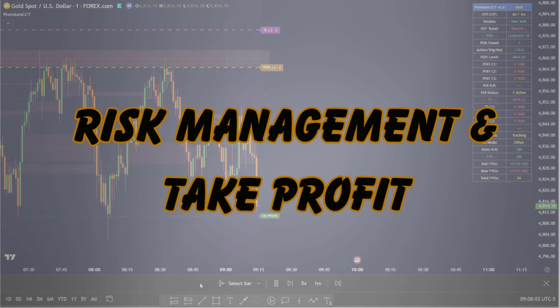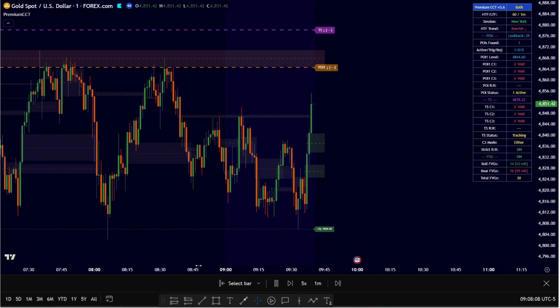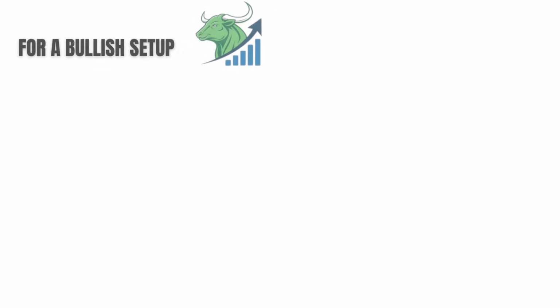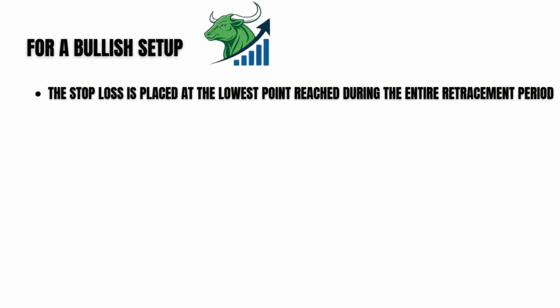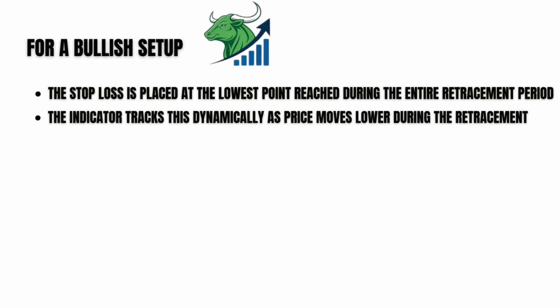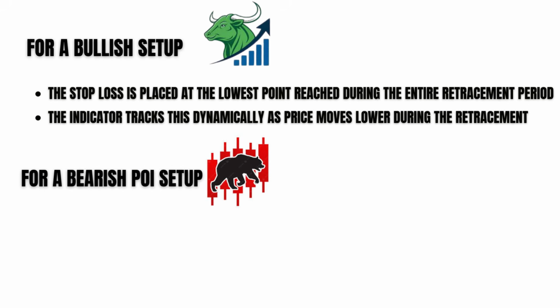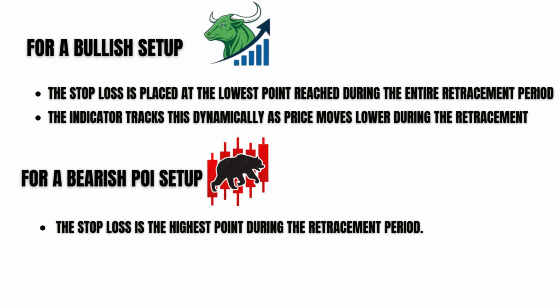Professional traders manage risk, and this indicator gives you precise control over every trade parameter. Let's start with stop loss calculation. For bullish setups, the stop loss is placed at the lowest point reached during the entire retracement period, which is condition 1. The indicator tracks this dynamically as price moves lower during the retracement. Once condition 2 triggers and price reclaims the level, the stop loss locks in. For bearish setups, the stop loss is the highest point during the retracement period. The red stop loss line appears on your chart once an entry triggers. It extends from the setup start all the way to the current bar so you can see exactly where your stop is placed.